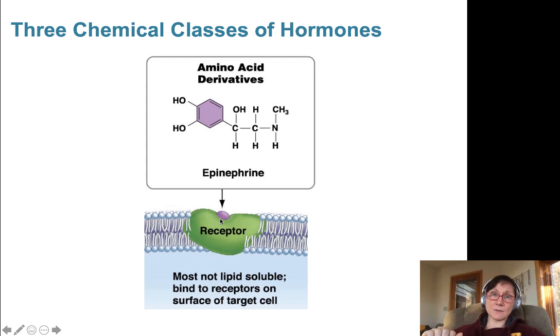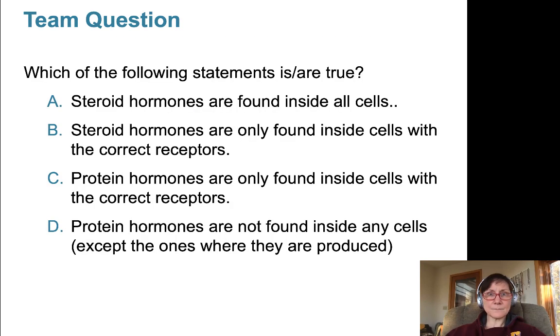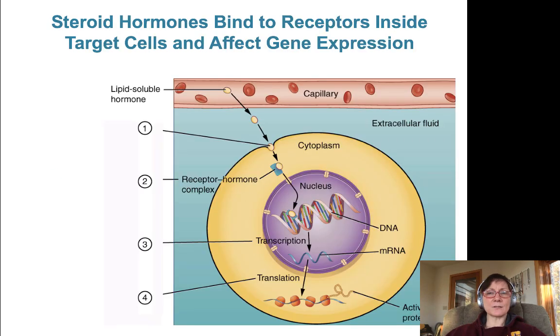So steroids, lipid soluble, will attach to receptors within the cell. Amino acid derivatives and peptides and polypeptides, not lipid soluble, so they're binding to a receptor on the membrane, and then signal transduction must happen. We'll get to those team questions later on in class.